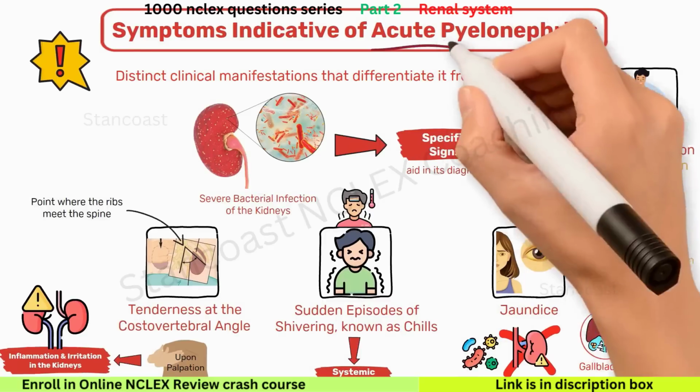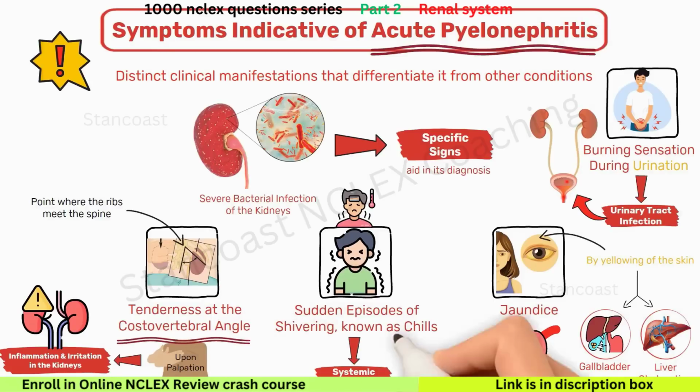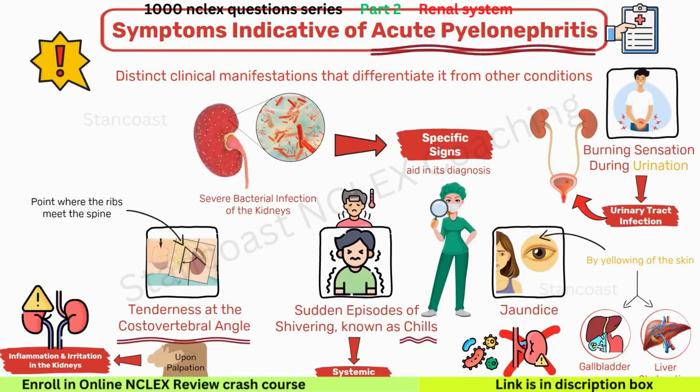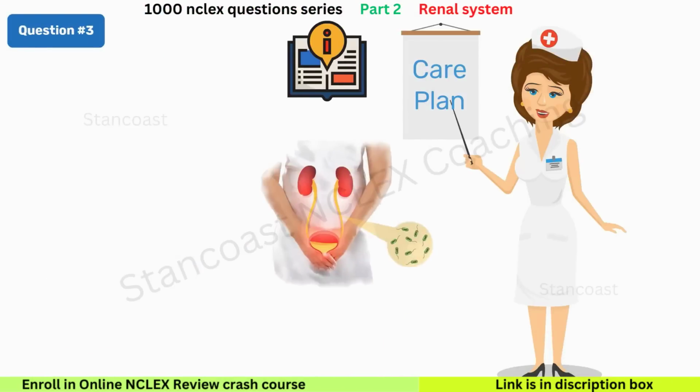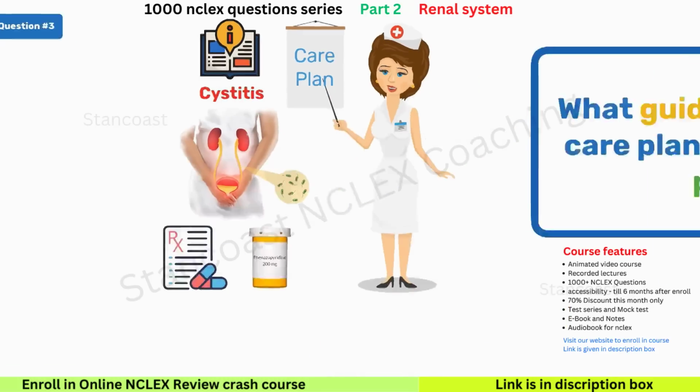Therefore, in the context of acute pyelonephritis, the presence of costovertebral angle tenderness and chills aligns with the expected clinical presentation, aiding in accurate diagnosis and timely management of this serious renal condition. What guidelines are included in the educational care plan for a patient with cystitis who is prescribed Phenazopyridine, Pyridium?